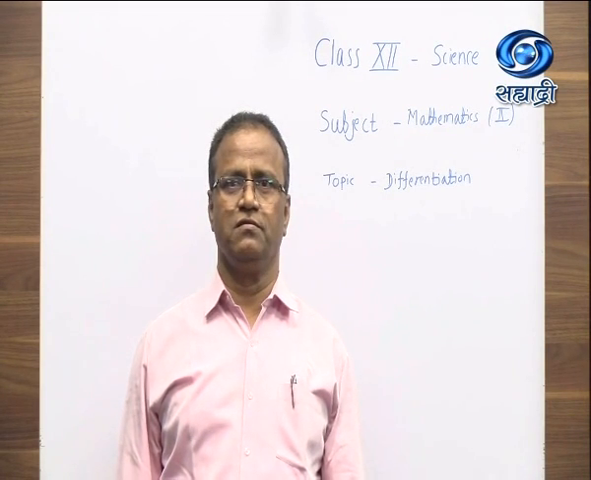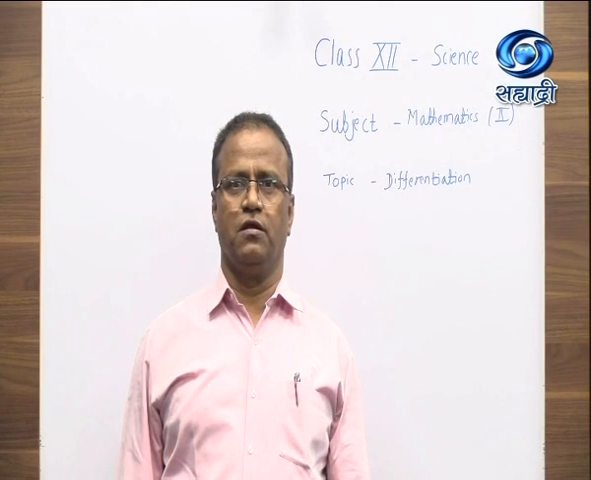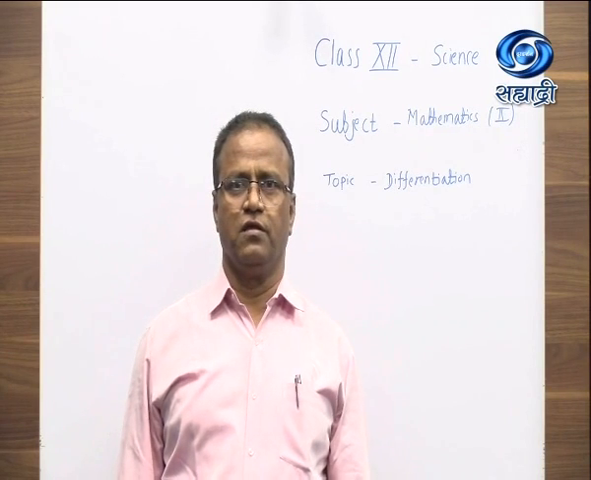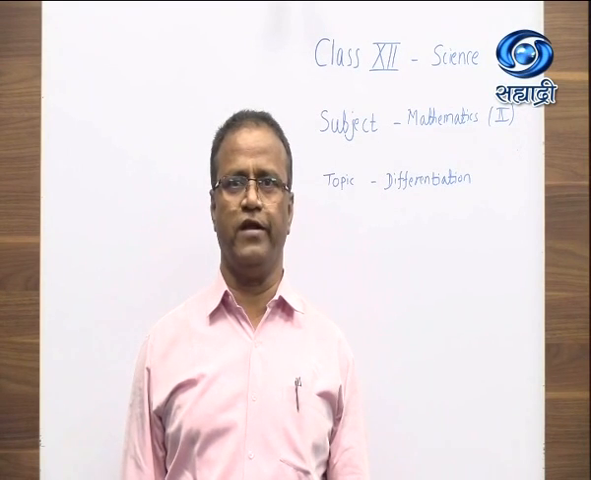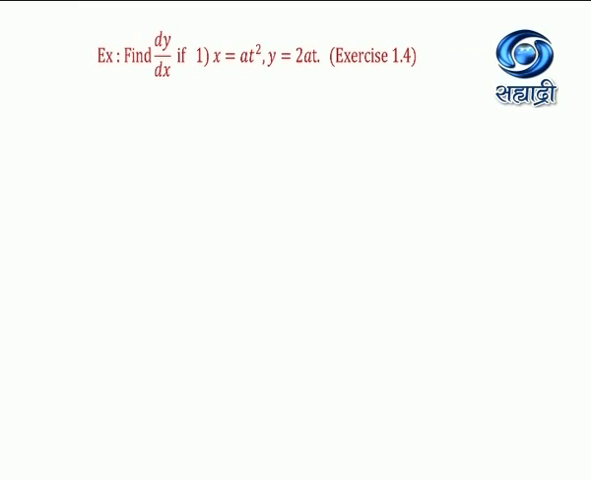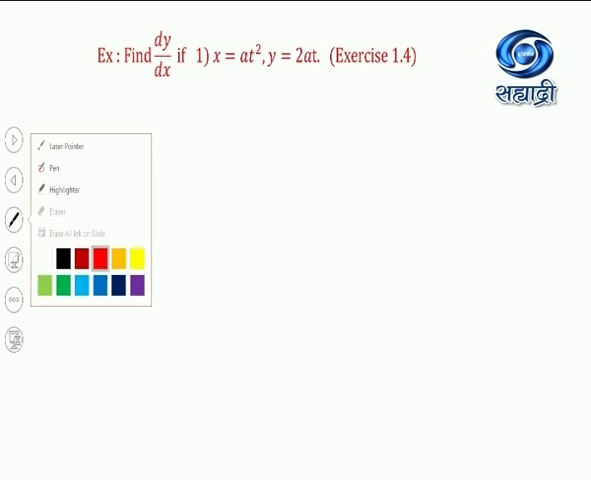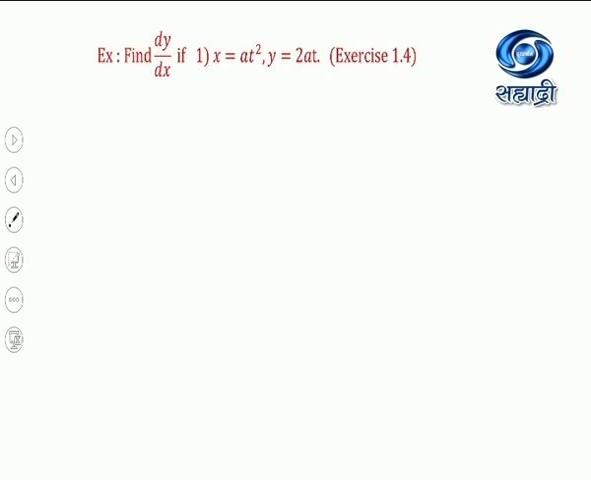Last time we have seen the parametric function, and today we are going to see examples on parametric function with the help of a PowerPoint presentation. Now we are going to continue the examples on parametric function. Find dy by dx if, example number one, x equal to at square and y equal to twice at. These are the examples from our exercise number 1.4.